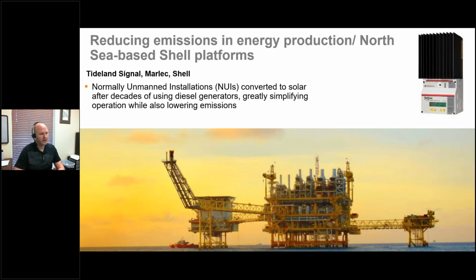And then another application here, offshore, is Tideland Signal in conjunction with Marlec, a company in the UK, and with Shell, who we're all familiar with. And these are also normally unmanned stations that have gone to solar completely after years of using diesel generators. And you can imagine, between the maintenance and the generator runtime, the fact that they need to be rebuilt over many years, and the sites need to be visited, as well as the fact that you've got to get fuel to the sites in a very challenging location, this really transformed these sites to be completely solar powered.